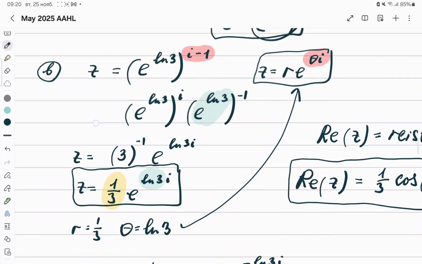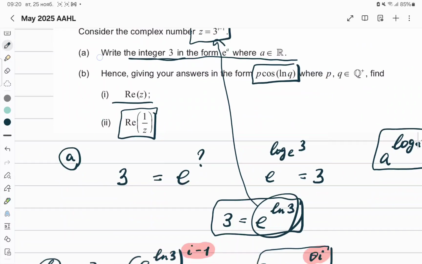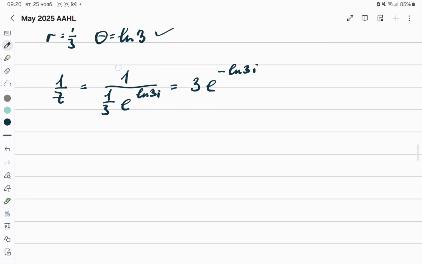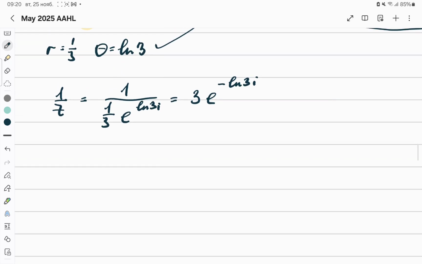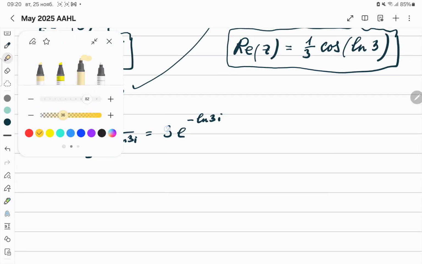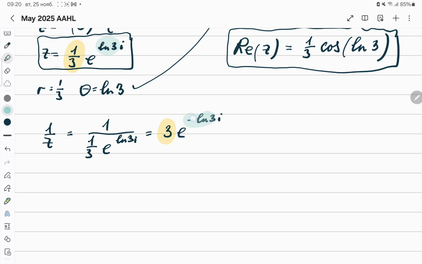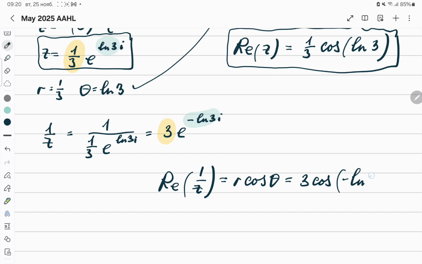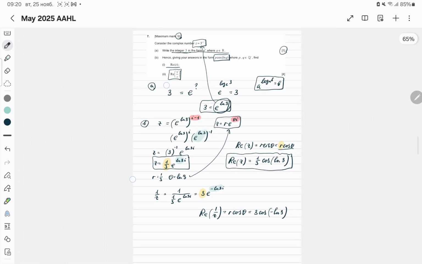And to finalize the question, we have to just make a short simplification. We can say that it is equal to cosine, yeah, we have to write it in terms of cosine. Now we know that the radius here for this case is 3 and the angle is negative ln 3. So that's why real part of 1 over z is r cosine theta. Our r here is 3 and theta is negative ln 3. That's how you'll get another 1 mark, and in total it is 5 marks yours.